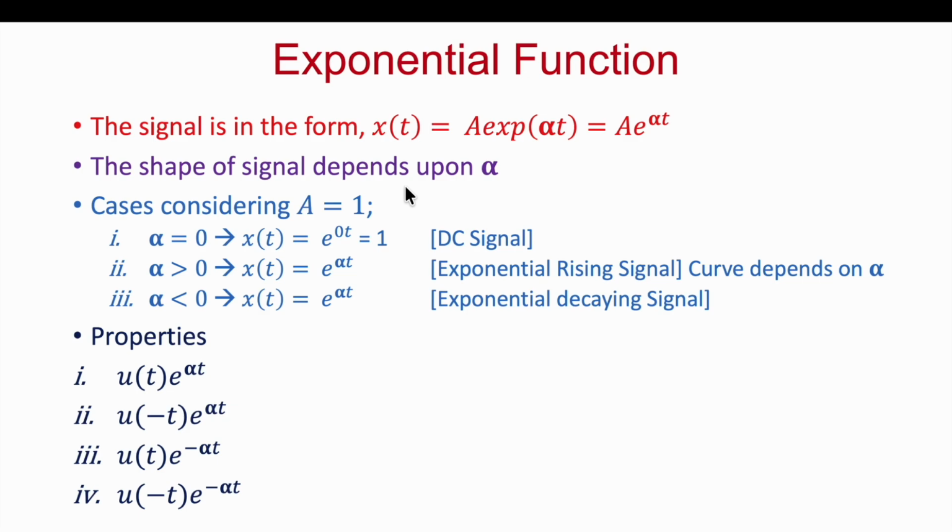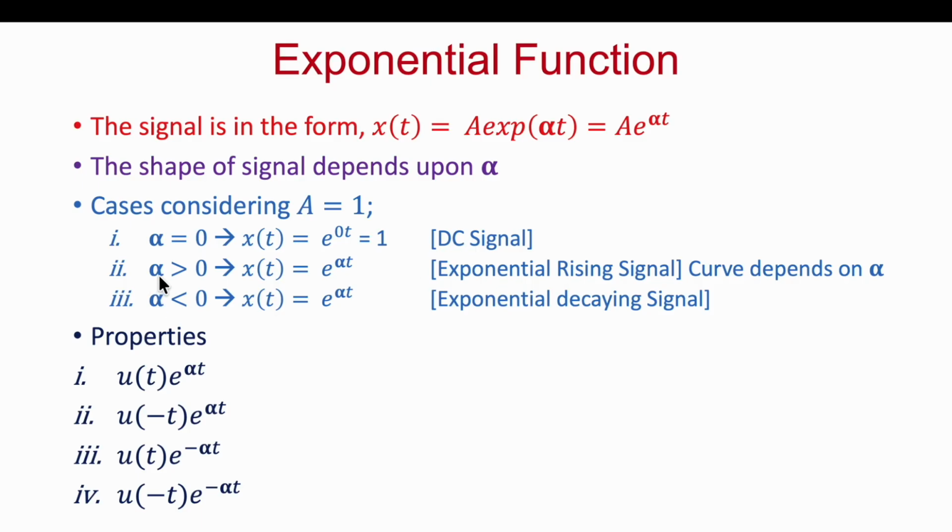There can be three cases considering the value of alpha: it is equal to 0, positive, or negative. Suppose the value of alpha is equal to 0. If you insert that value in this equation, you will end up with e raised to the power 0t. So the power of 0 will always be equal to 1, which means the signal is a DC signal.